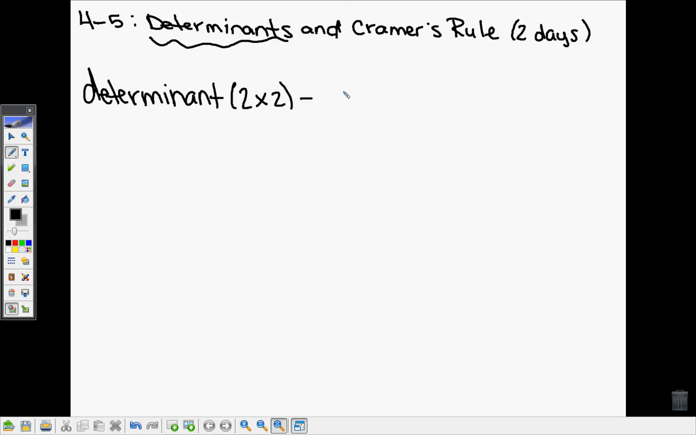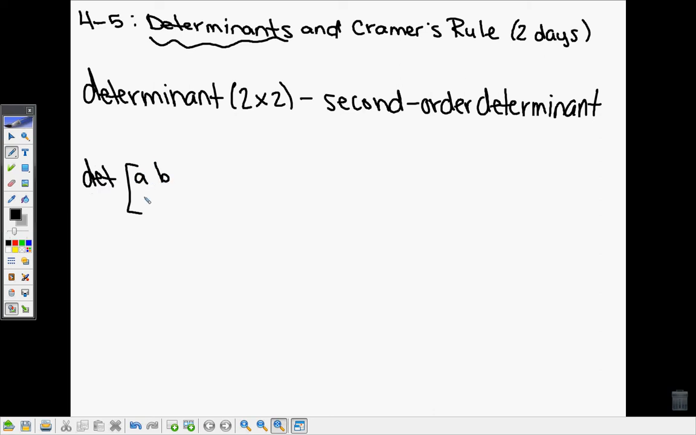is also known as a second order determinant. And here's the formula for how you have to find it. So they can write DET, which means determinant, A, B, C, D. That's a 2x2. And the way that you find it, sometimes they write it like this. That looks like absolute values, but it's not. With matrices, it's called a determinant.